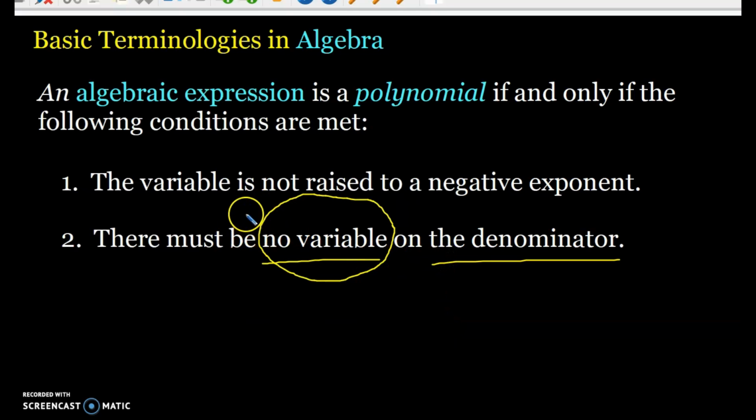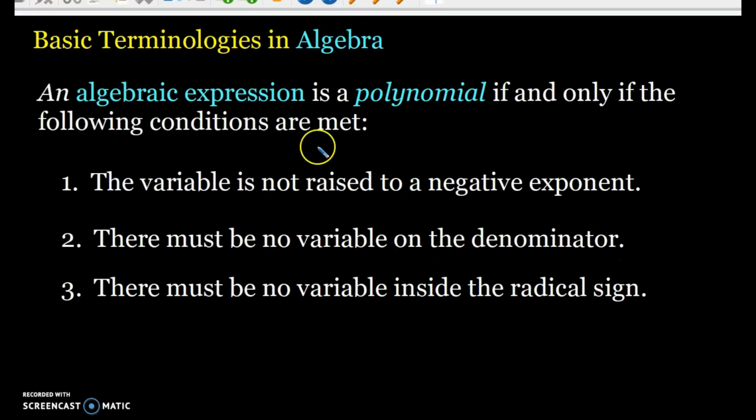So, for us to consider an expression to be polynomial or not, we always have to look at the variables. That's our focus. Okay, so no variable on the denominator for the second rule. Next, no variable inside the radical sign. If you notice the radical sign, and we already know how a radical sign looks like, inside it, dapat walang variable. Because if there is, it's not a polynomial. Okay?